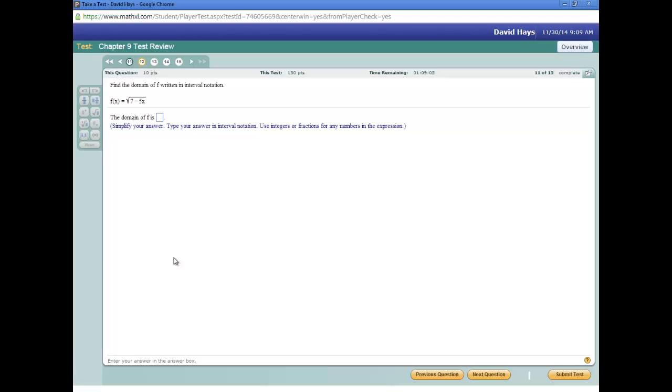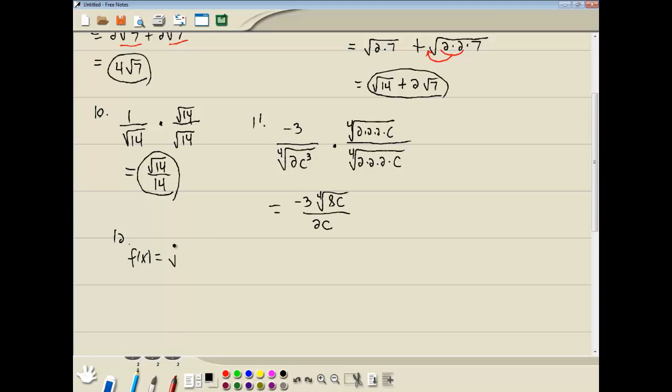Got f of x is equal to the square root of 7 minus 5x. Now to find the domain, we can't have negative numbers in here. So we're going to take what's underneath the radical and set it greater than or equal to 0 and solve. This applies whenever you have an even index. If this was an odd index, our domain would be all real numbers, negative infinity, positive infinity.